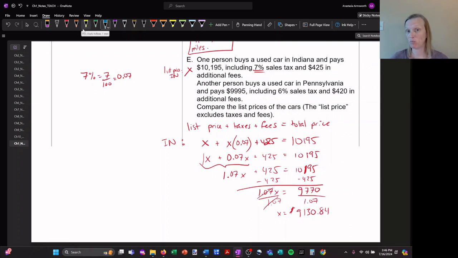I recommend that you pause the video and try to do the similar calculation for the Pennsylvania car. And then you can resume the video and check your answer and see if it matches mine.